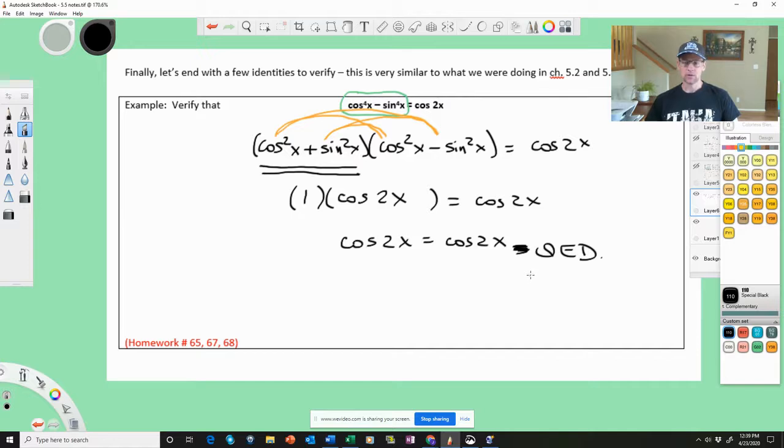All right. Do a good job on this 5-5. And what we're going to do after this week is go back to 5-3 and learn to solve trigonometric equations. To solve them, you're going to have to know these identities that we just learned.